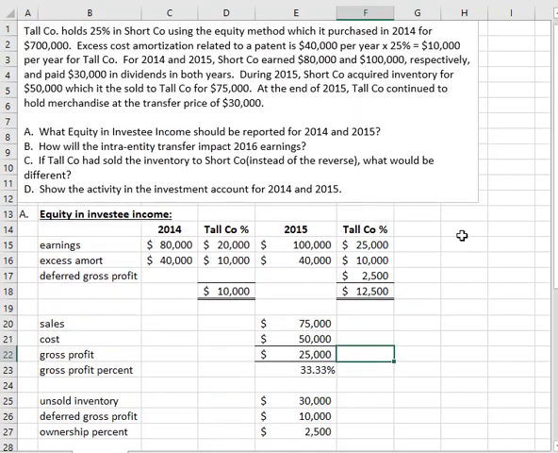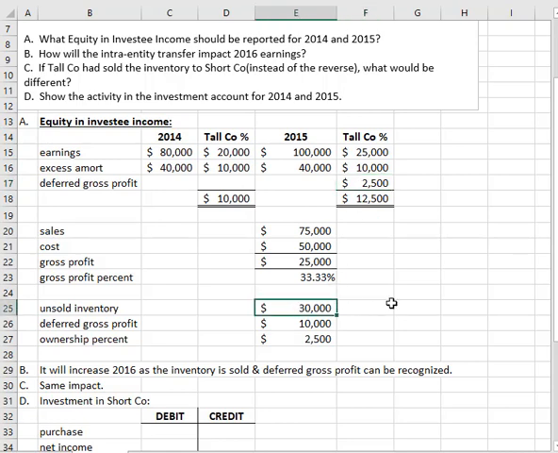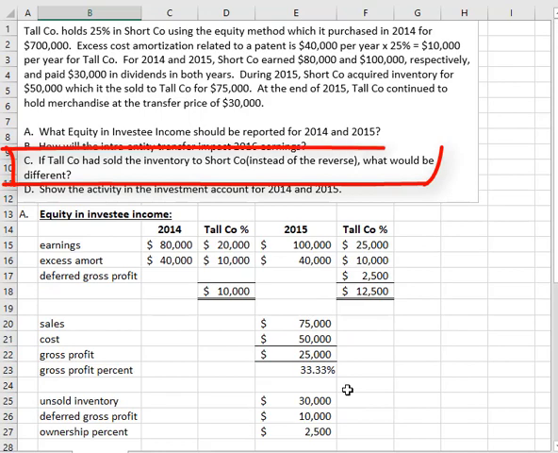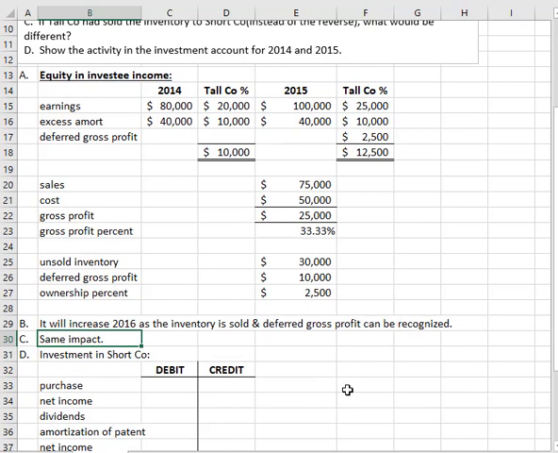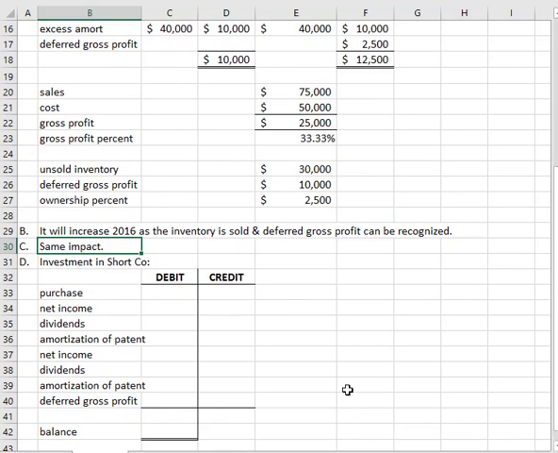Okay, so now it says, how will these sales between them impact 2016 earnings? This 2,500 that's being removed here will be added back in 2016 when the 30,000 is sold to an outside party and not a related party. And then the dollar amount is the same whether the parent sold it to the subsidiary or the subsidiary sold it to the parent. When we get into later chapters, there'll be a slight difference in terms of minority interest earnings, but we'll get to that later. Okay, so let's do the T account and wrap this all up.